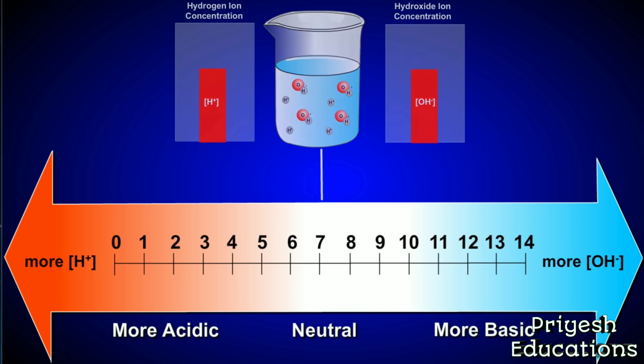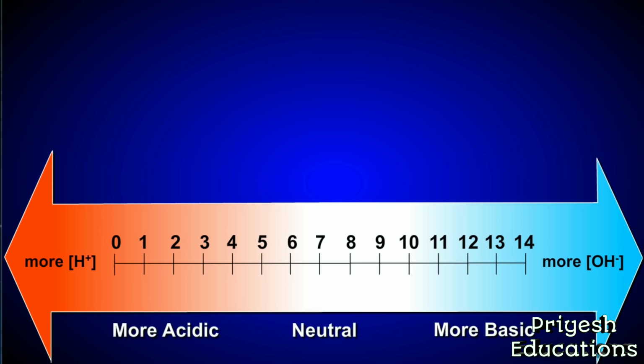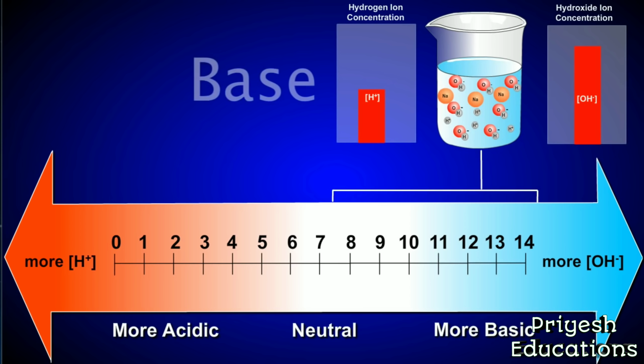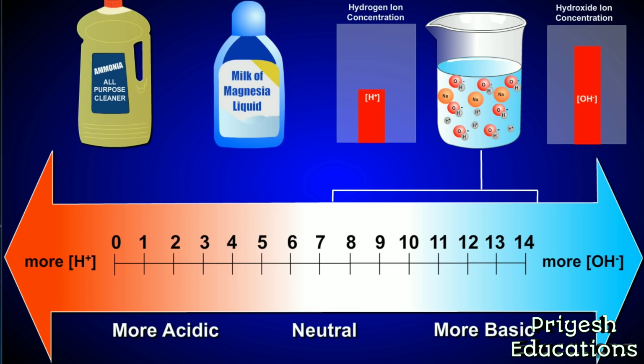ions. When a substance has a pH of greater than 7, it's classified as a base and releases a greater concentration of hydroxide ions. The more hydroxide ions that are released, the more basic the substance. Bases tend to feel slippery and are often used as household cleaners. Milk of magnesia and ammonia are both common bases.